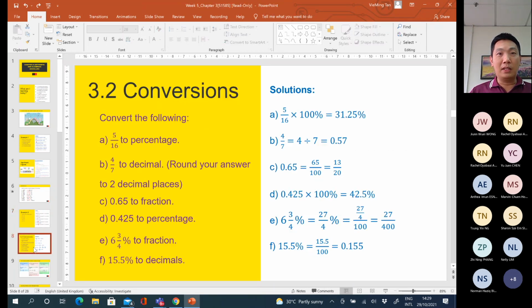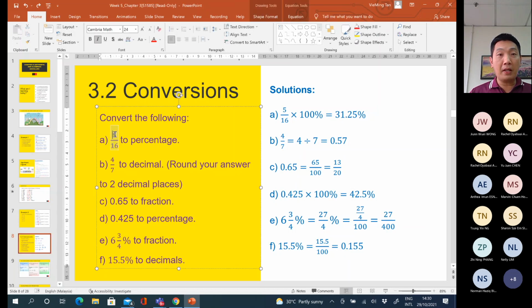Next is how to convert different formats of numbers. This one is important for us when we want to do financial mathematics calculations later on. A is a fraction number. 5/16 is a fraction number. If you see a number with 2 layers, that means it's a fraction. The upper part is called the numerator, and the bottom part is the denominator.